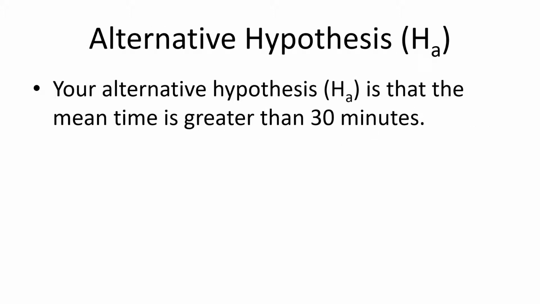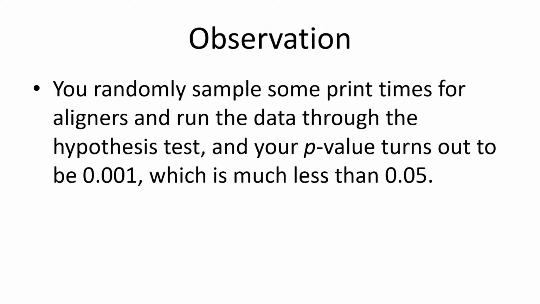Our alternative hypothesis, on the other hand, would be that the mean outcome, or the mean time taken to print the aligner, is greater than 30 minutes. So you randomly sample some printer times for aligners and run the data through a hypothesis test, and your p-value turns out to be 0.001, which is much less than 0.05. So this means the results that you've observed are highly significant.